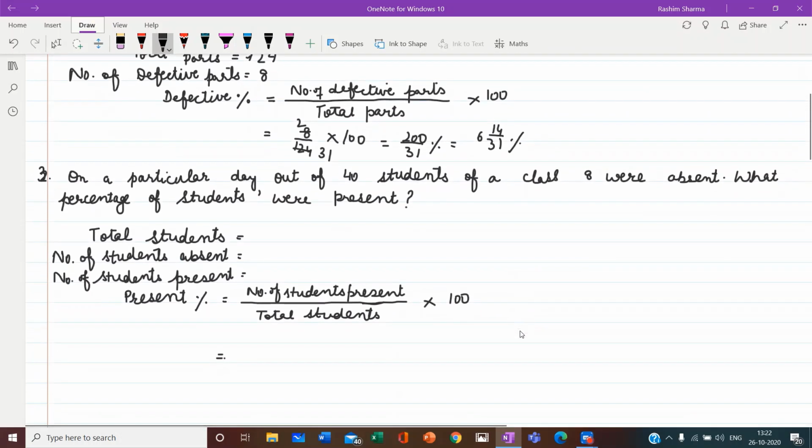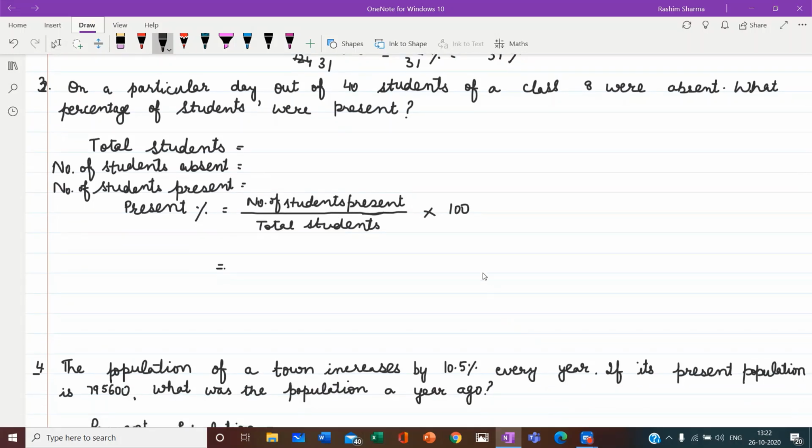Alright, now third question. On a particular day, out of 40 students of a class, 8 were absent. What percentage of students were present? It means first we will find the number of students present because we are given only 8 were absent. So total students 40. Number of students absent 8. It means the rest, 40 minus 8 is equal to 32, are present.